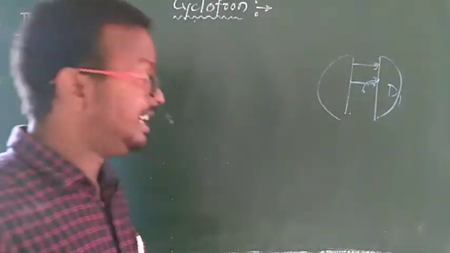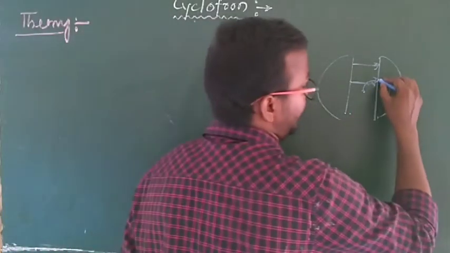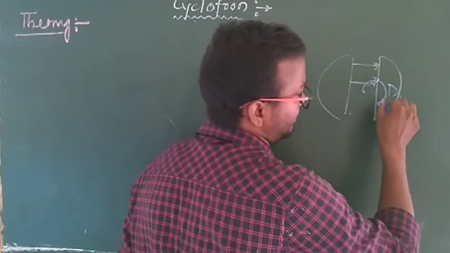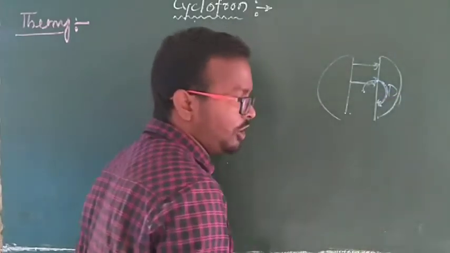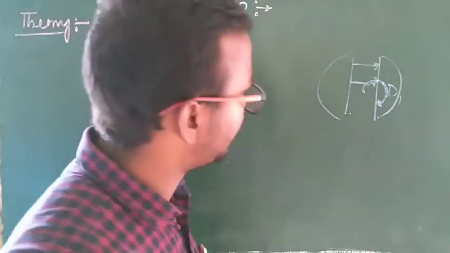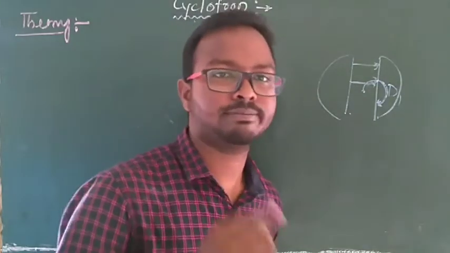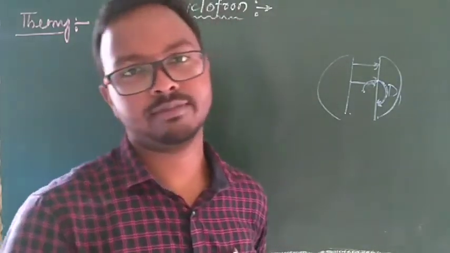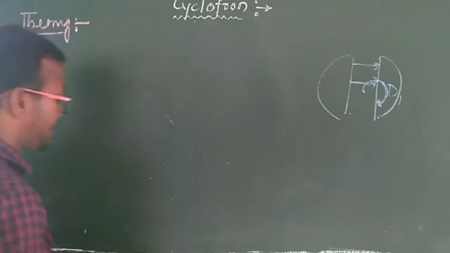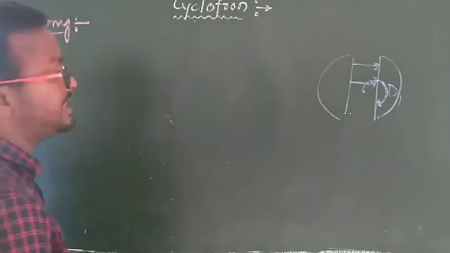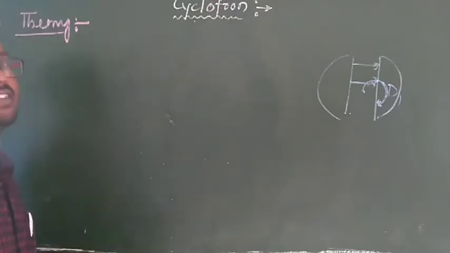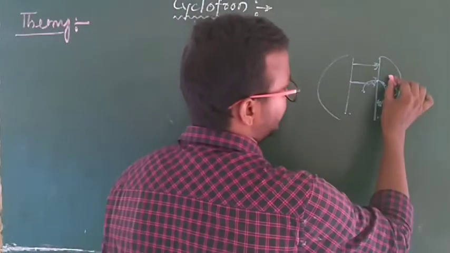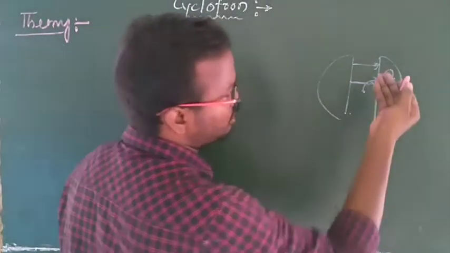So the magnetic field makes it describe a semicircular path, because there must be a force which provides the charged particle with a circular path, and that force is known as centripetal force. Here the centripetal force is provided by the magnetic force, and this is the direction of the magnetic field, which is outward.